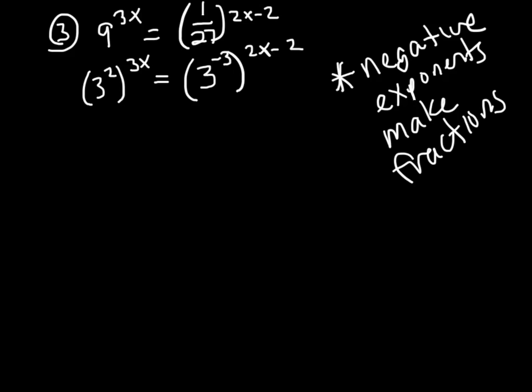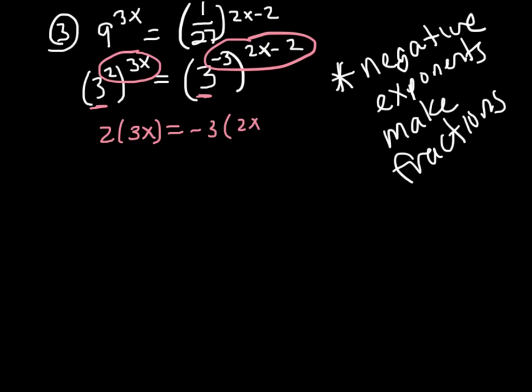Okay, so now that we have the same base, a base of 3 and a base of 3, now we can set our exponents equal. So we're going to say 2 times 3x equals negative 3 times 2x minus 2. So we just multiply out. 6x equals negative 6x plus 6. We're going to add our 6x over here, so we'll have 12x equals 6. Then we're going to divide by 12, so x will equal 1/2.